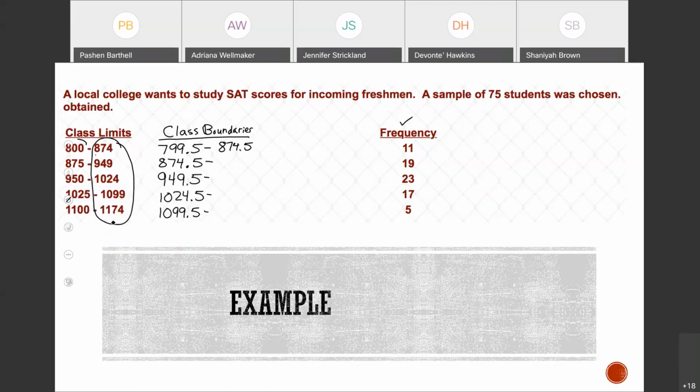All right, so the next one, we're going to take this 949 and we're going to tack a 0.5 on it. That makes it a little bit more.